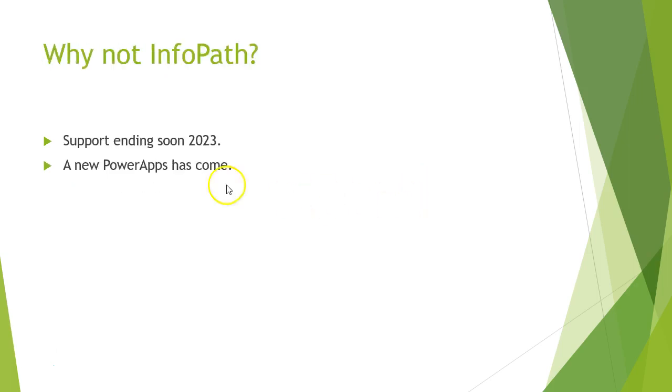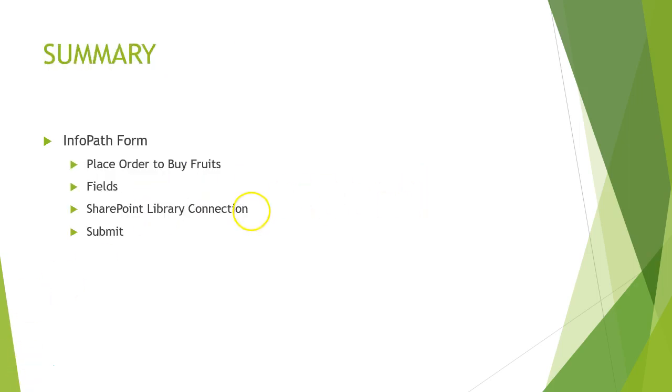As a summary, you learned InfoPath, you learned to place order to buy fruits, you added the form, you added the fields like fruit name, fruit color, fruit price, and we added a SharePoint library connection to Tangu forms. Make sure both the template and the data stays there itself. And you added a button called submit and pointed it to the submit action.